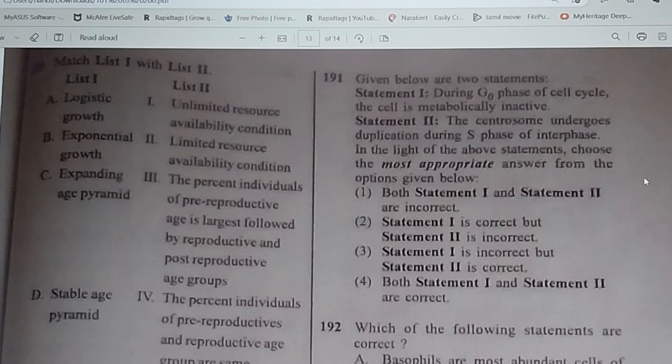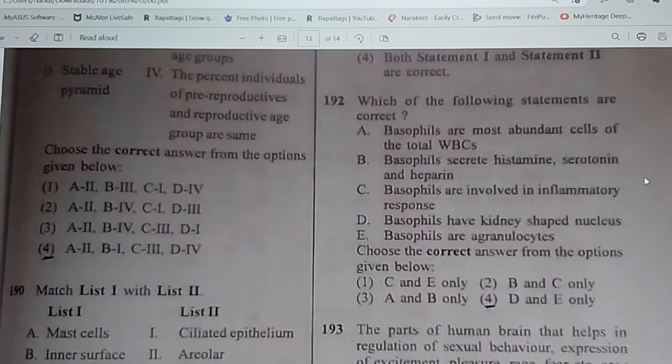During G0 phase of the cell cycle the cell is metabolically inactive. No, it is active, NCERT line. And statement 2, the centrosome undergoes duplication. Centriole only undergoes duplication. So both the statements are incorrect. Option number 1, A is the answer.